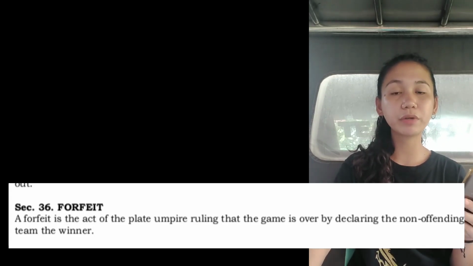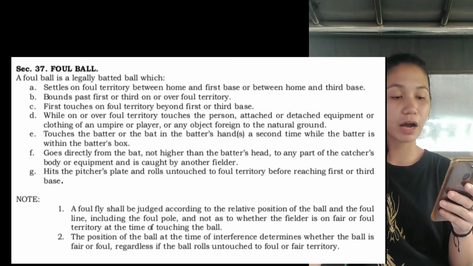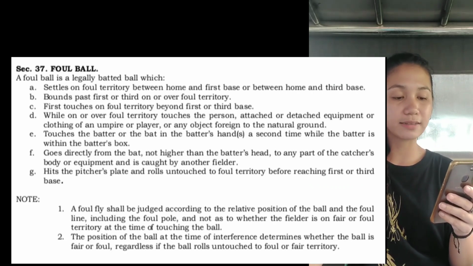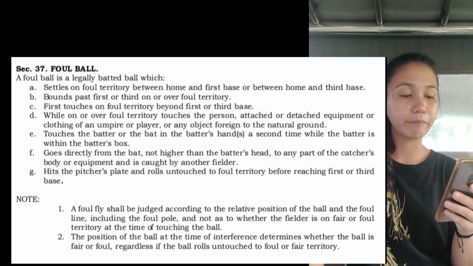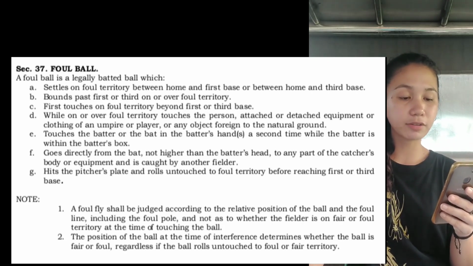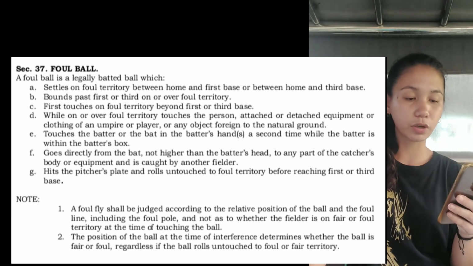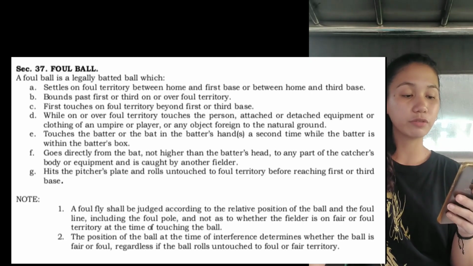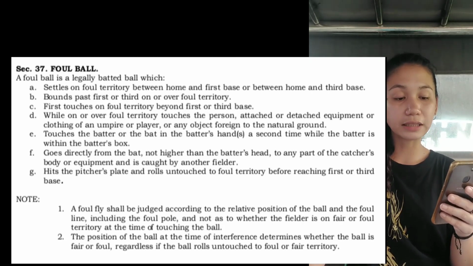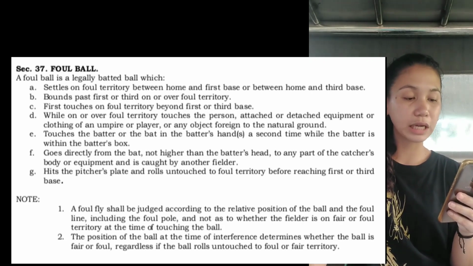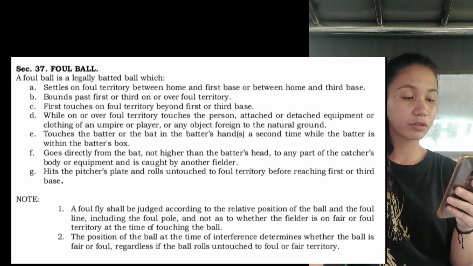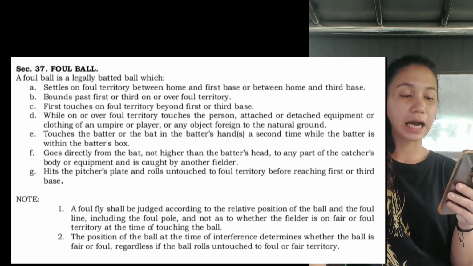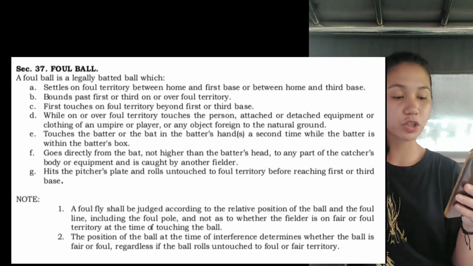So let's move on to Rule number 1, Section 37, the foul ball. A foul ball is a legally batted ball which A. settles on foul territory between home and first base, or between home and third base, B. bounces past first or third base over foul territory, and C. first touches on foul territory beyond first or third base. Note that a foul fly shall be judged according to the relative position of the ball and the foul line, including the foul pole, and not as to whether the fielder is on fair or foul territory at the time of touching the ball. So that is Section 37.